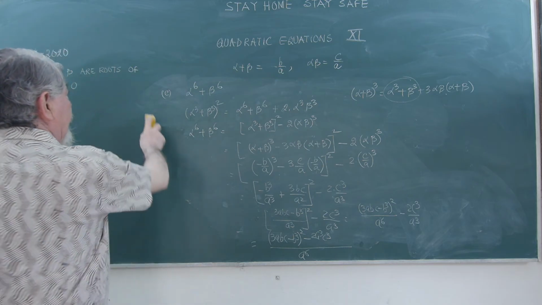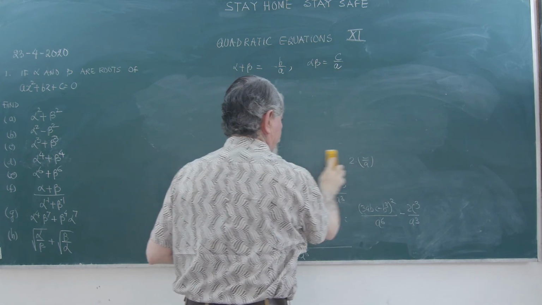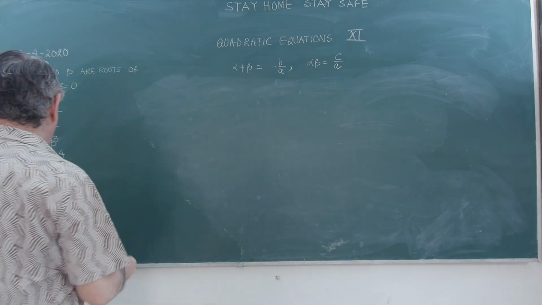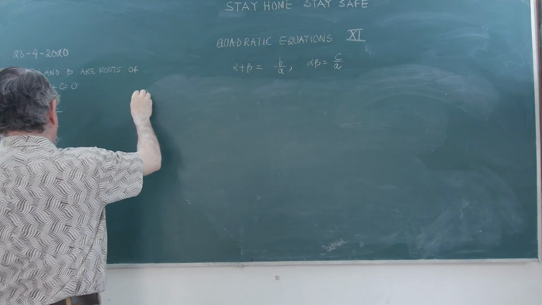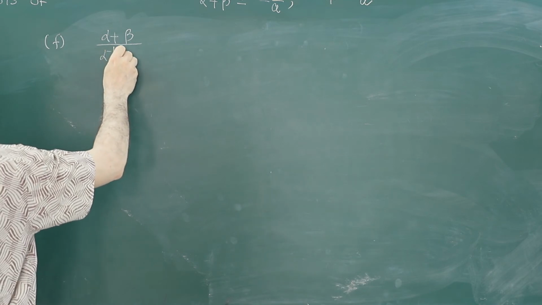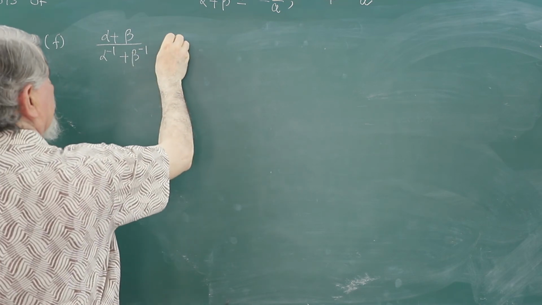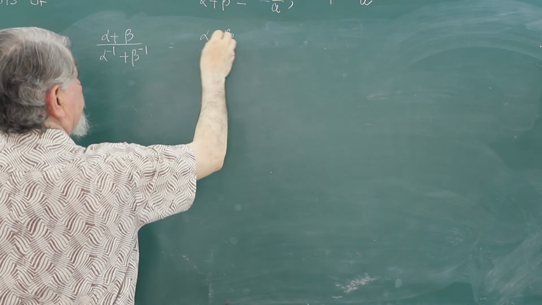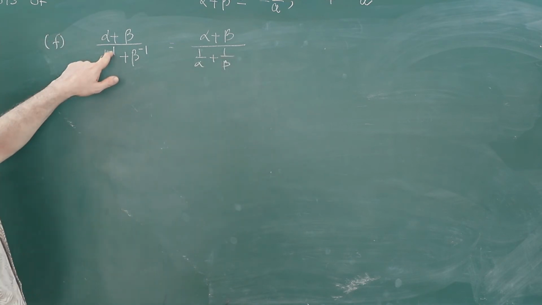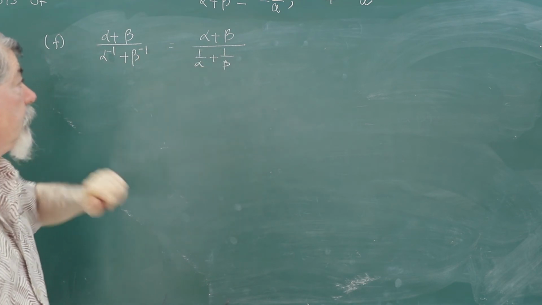Now, the next part: alpha plus beta upon alpha to the power minus 1 plus beta to the power minus 1. Alpha plus beta upon 1 upon alpha plus 1 upon beta. Alpha to the power minus 1 means 1 upon alpha, and beta to the power minus 1 means 1 upon beta.